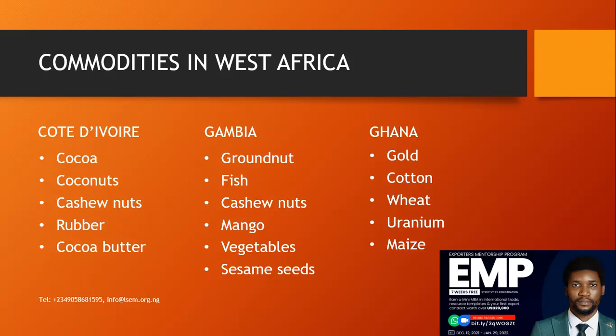Gambia, we have groundnuts, we have fish, we have cashew nuts, we have mango, we have vegetables, we have sesame seeds. Ghana, we have gold, we have cotton, we have wheat, we have uranium, we have maize. So, like I said, for all these countries, you should not limit yourself to just Nigeria alone. You can always buy, trade. For instance, if you are entering the business as a commodities merchant and broker, you living in Nigeria doesn't mean you can't travel to Ghana to trade maize, or you can't travel to Cote d'Ivoire, Gambia.